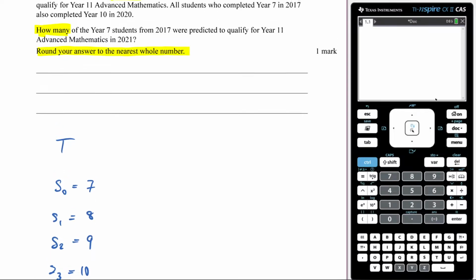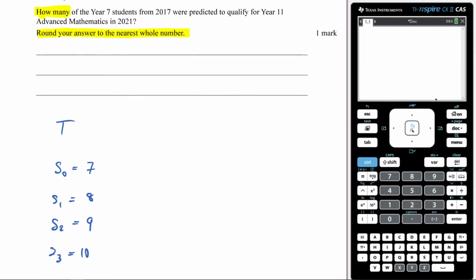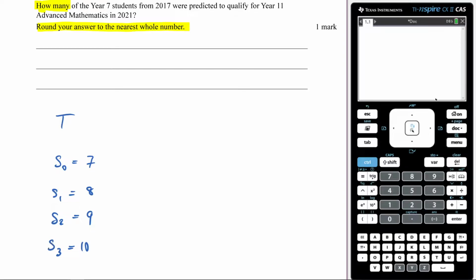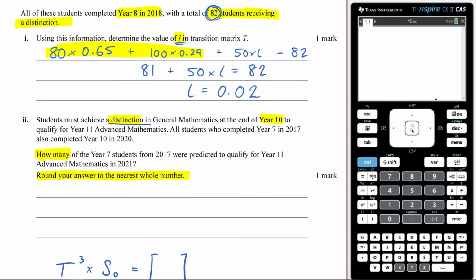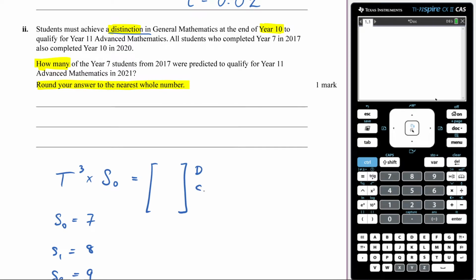Now, we want to figure out the amount of kids who are going to get a distinction in year 10. So we've got S of 3 there. That means we're going to have to take our transition matrix, raise it to 3, times it by our initial matrix, and that is going to give us our answer. That is what we're after right there. Taking our transition matrix, raising it to 3 in order to get the amount of students that are going to get a distinction in year 10, and that will give us our matrix. If we think about it, it's going to give us our distinction C and P, and we want that one right there. So that's what we need.